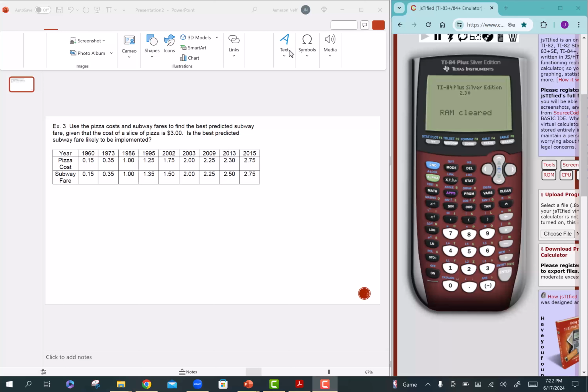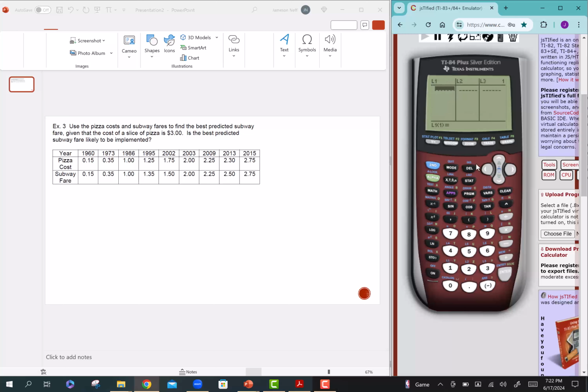So first, they're asking us, okay, we got these years, the pizza price that year and the subway fare down in New York City. So are they correlated? What's the deal here? So the first thing you want to do is get a visual idea if they're correlated.